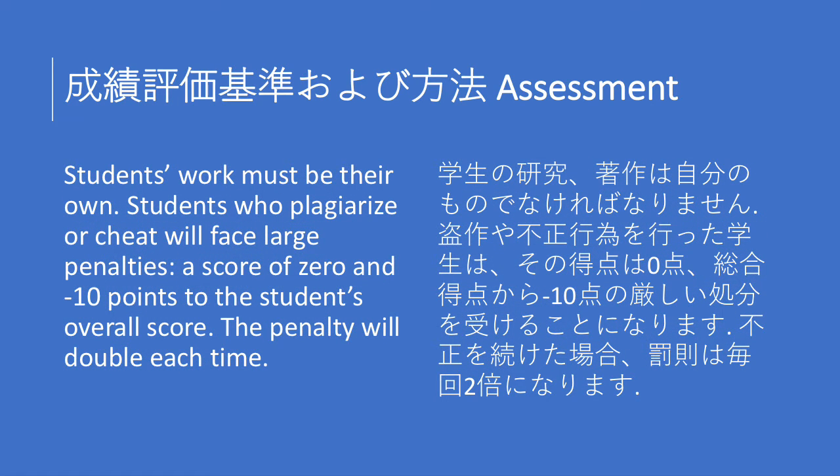A note on cheating. Students' work must be their own work. Students who plagiarize or cheat will face large penalties, a score of 0 and minus 10 points to the student's overall score. The penalty will double each time. That is, if you cheat twice, the second time will be 0 and minus 20 points for a total of 2 zeros and minus 30 points.